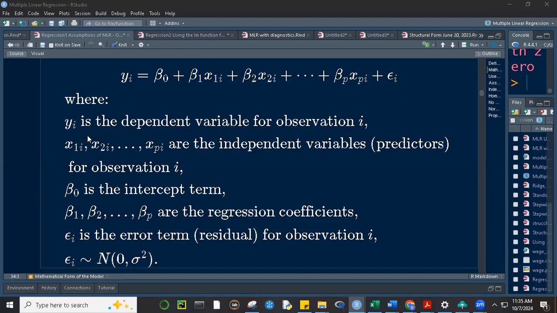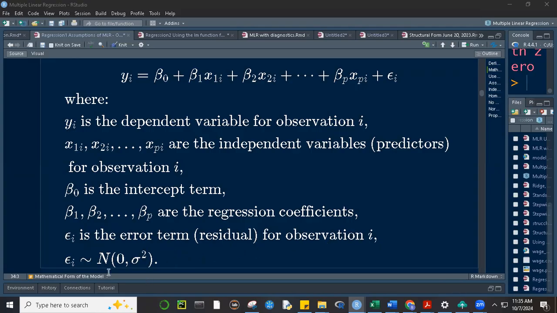Okay, so as I said, y here is your dependent variable and your x's are your independent variables or your predictors. And there are several of them, x1, x2, up to xp. Okay, so there are p predictors in this case, and these are your independent variables. Your beta null here is your intercept term. This is your constant. And your beta 1, beta 2, up to beta p are your regression coefficients. Okay, and then epsilon sub i is your error term or residual for observation i.